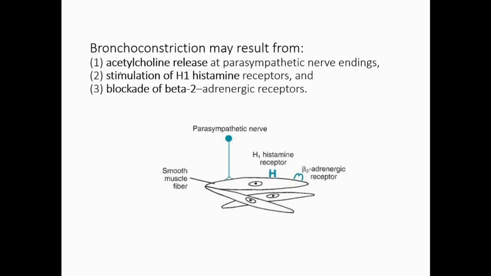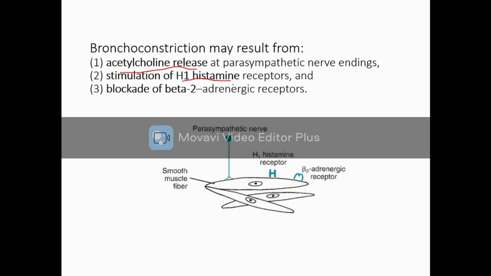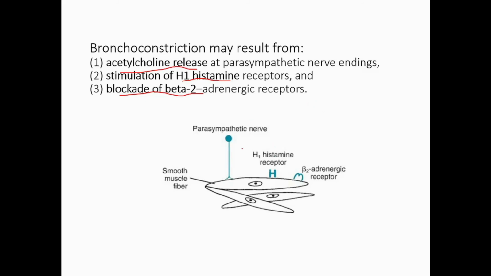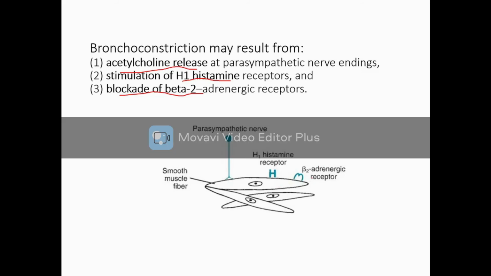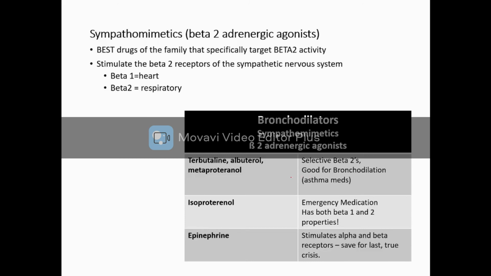Bronchoconstriction results from acetylcholine release at the parasympathetic nervous system, or stimulation of H1 histamine receptors, and blockade of beta-2 adrenergic receptors. So here's an example of the parasympathetic nerve on smooth muscle cells causing contraction. The histamine receptor is also on those smooth muscle cells, and here's the beta-2 adrenergic receptor.